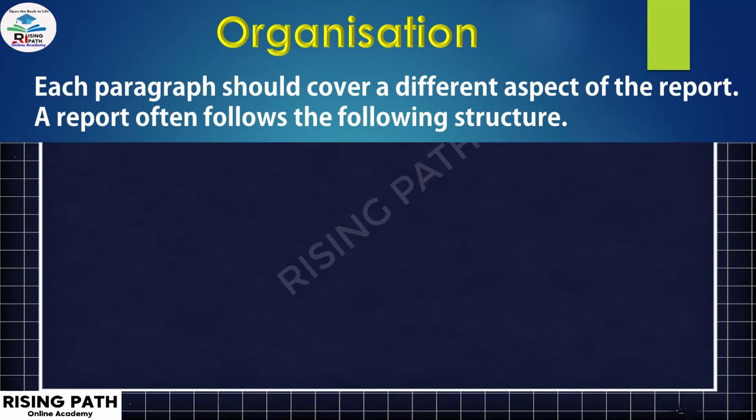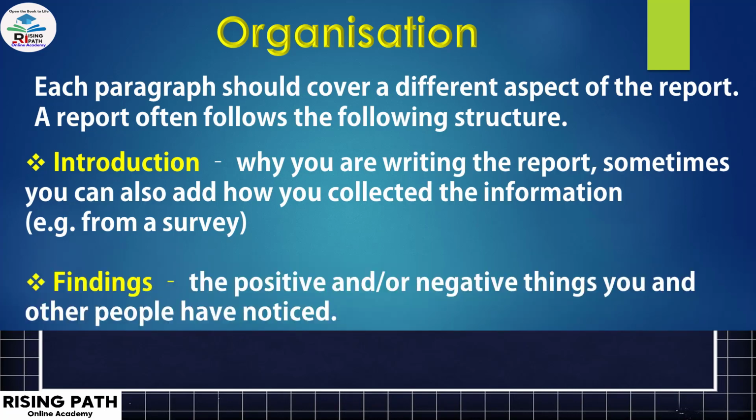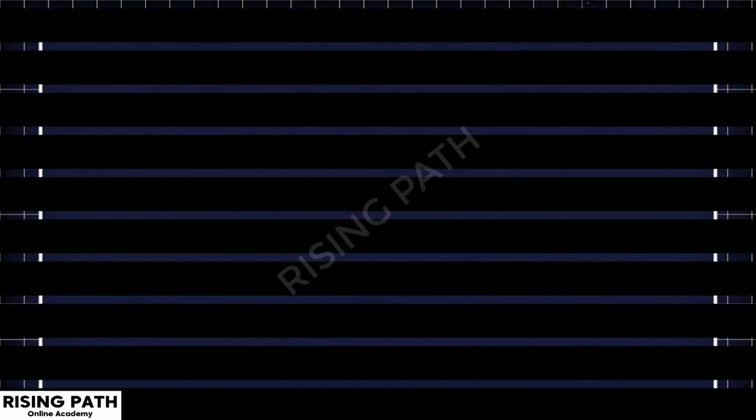This is again a repetition of the format. Introduction. Why are you writing the report? Sometimes you can also add how you collected the information, for example, from a survey. Then we have the findings, that is, the positive or negative things or the pros and cons of any issue and other people have noticed. Then we have the conclusion. This should include a brief summary and your recommendations, solutions, or suggestions.